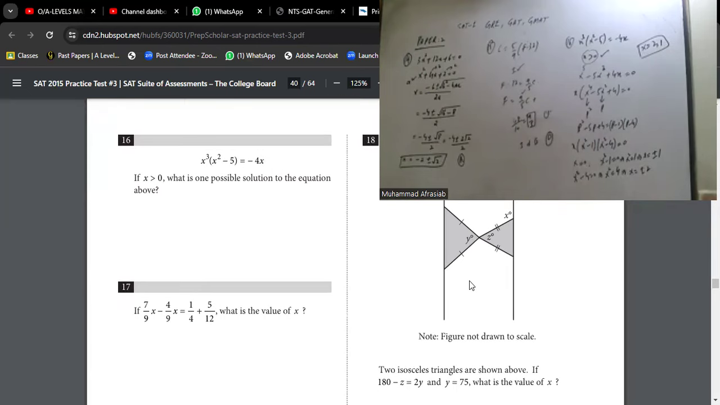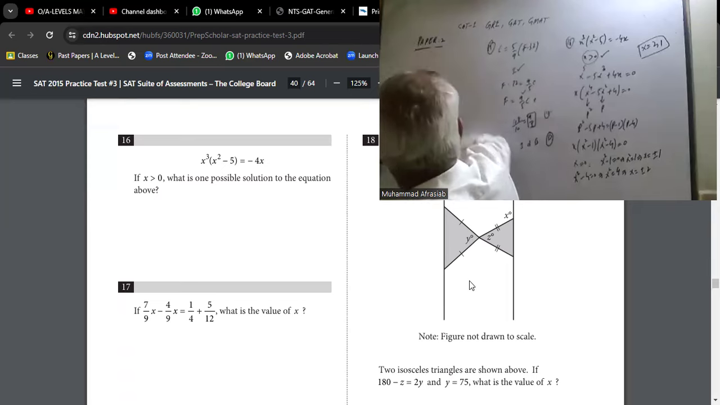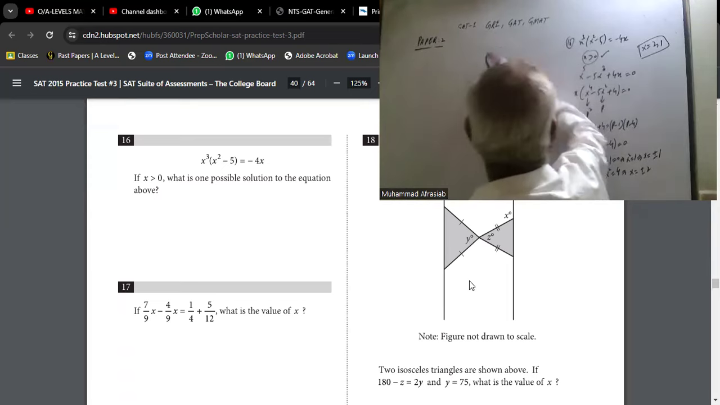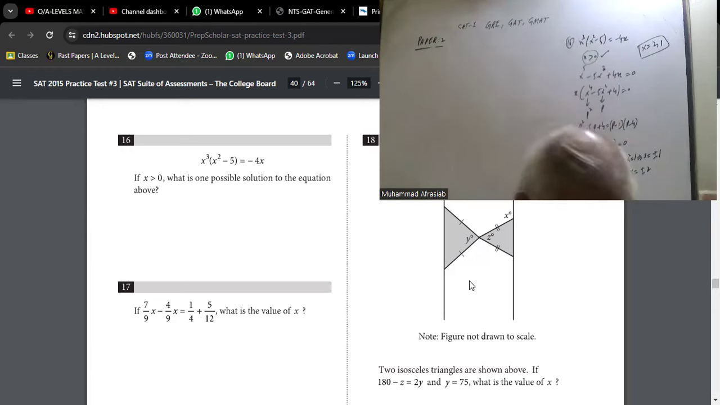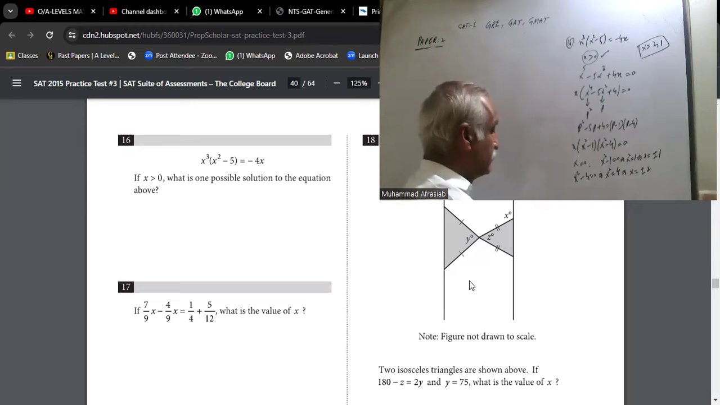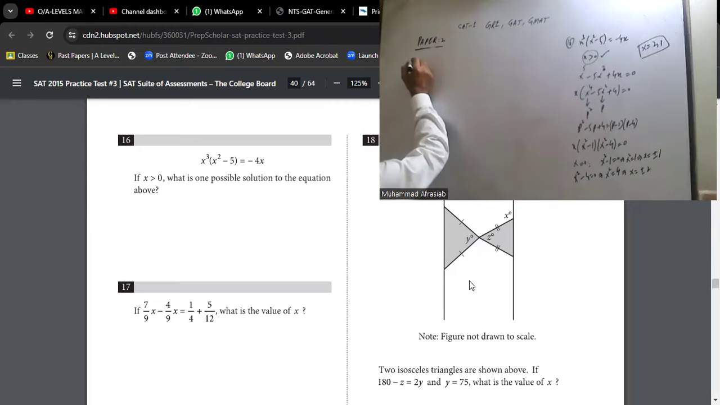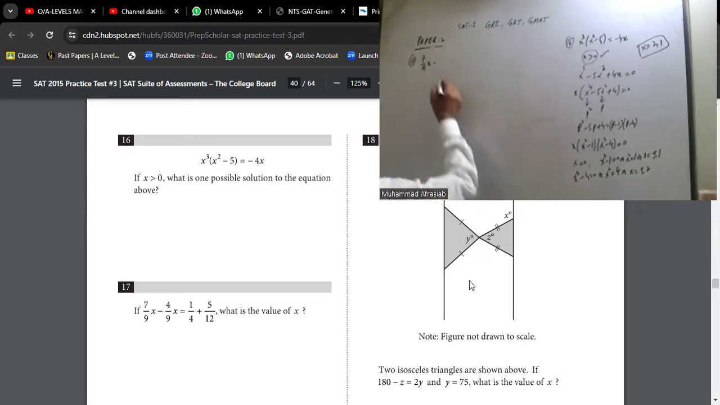Question number 17 now. 7x over 9 minus 4x over 9 is equivalent to 1 over 4 plus 5 over 12.